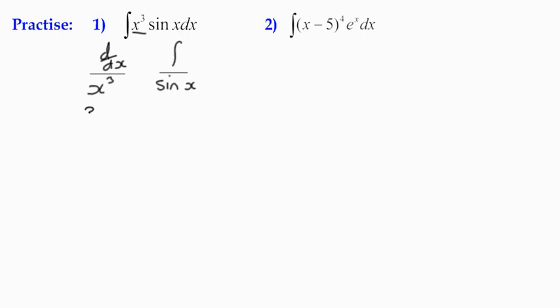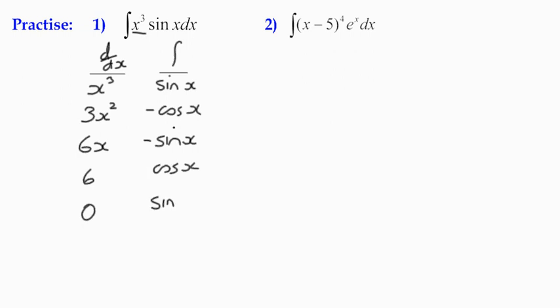So we differentiate the x cubed term until, just like we did in the previous example, we end up with 0. At this time we're integrating sine x, so sine x integrates to negative cos x, negative cos x integrates to negative sine x, negative sine x integrates to cos x, and cos x integrates to sine x.